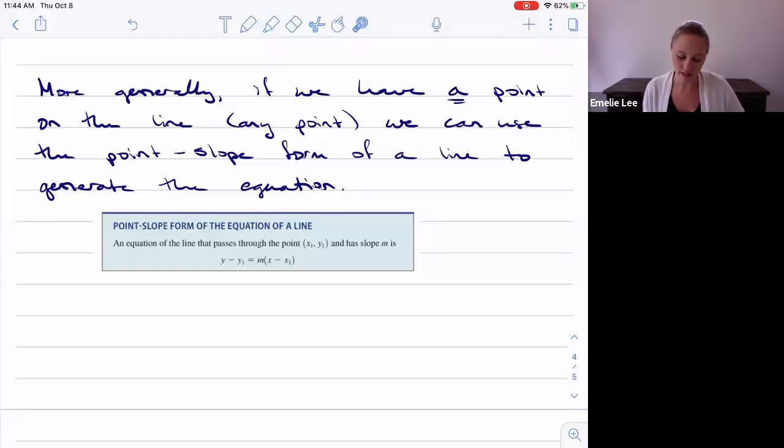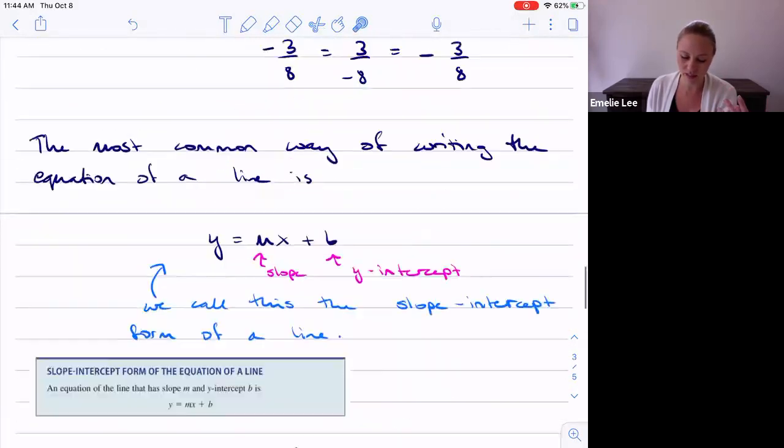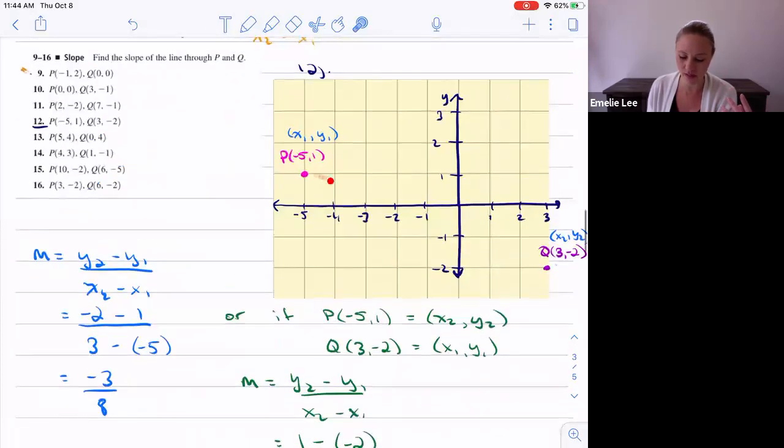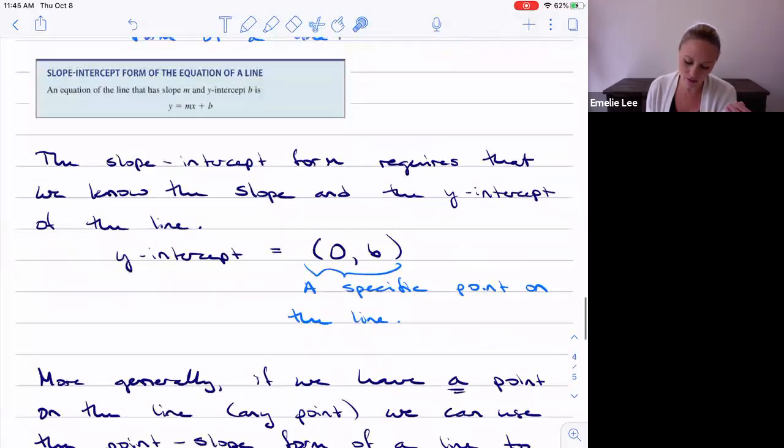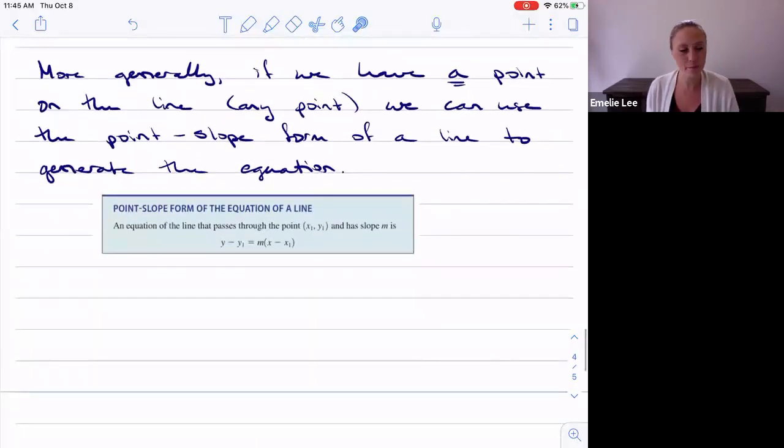It just says that if you have a line that passes through any point (x1, y1), and as long as you know the slope, so we still have to know the slope, but that's going to be the case for all of these lines. What we saw earlier is if we know two points the line goes through, then we're able to find the slope. But for now, we have to know the slope one way or another.